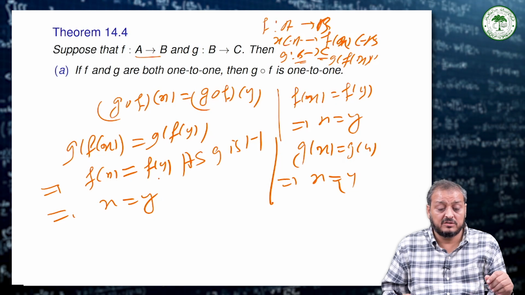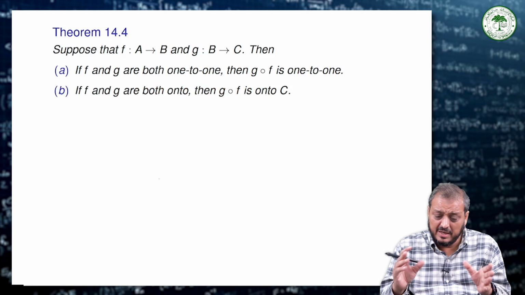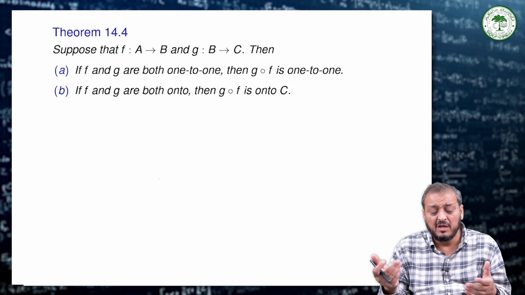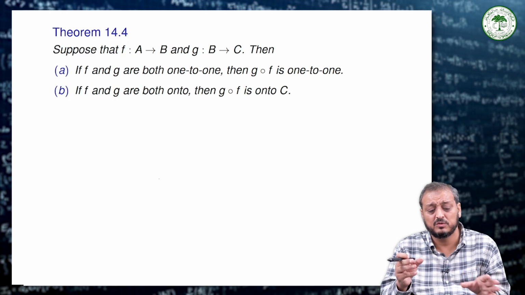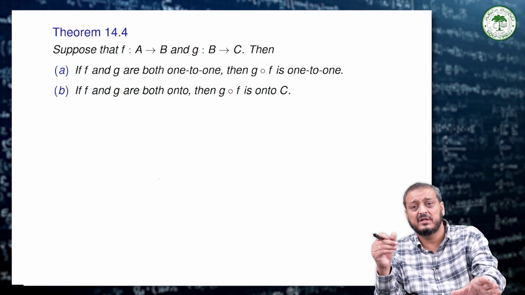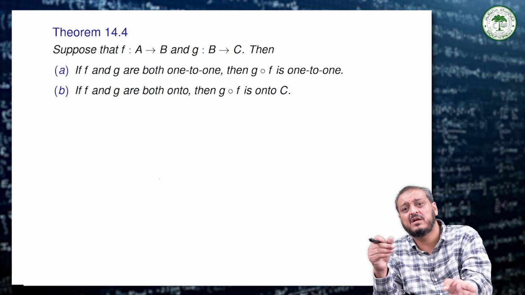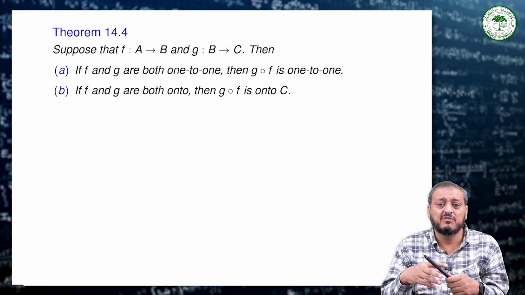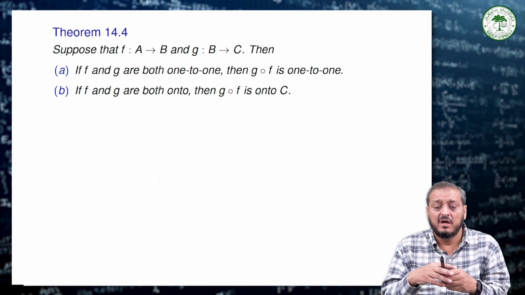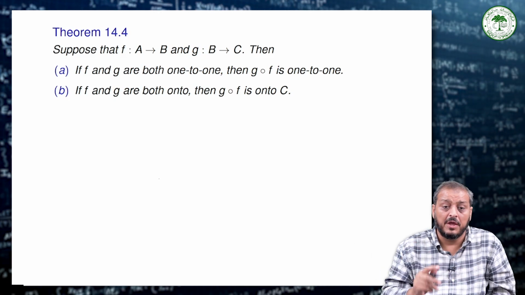Next, we show that if f and g are both onto, then g∘f is also onto C. We can simply show this: f is onto, so for an element y there is an x with f of x equal to y, and g is onto, so there is some z with g of y equal to z. So we can easily prove that g∘f is also onto C.